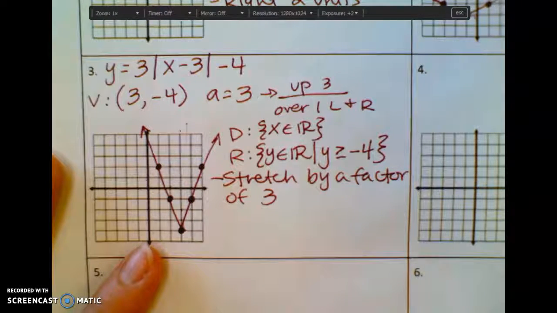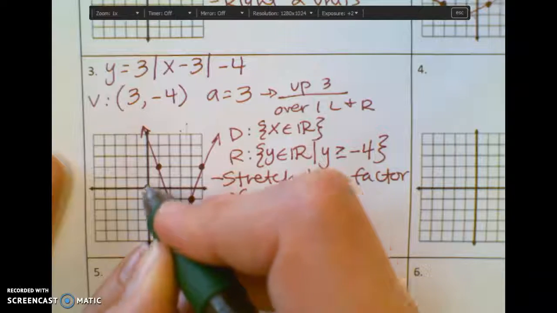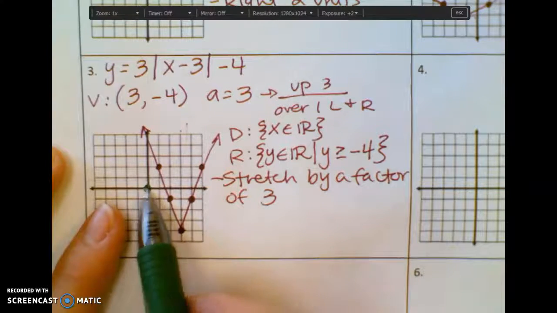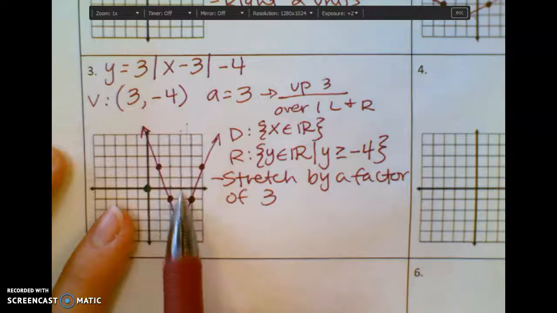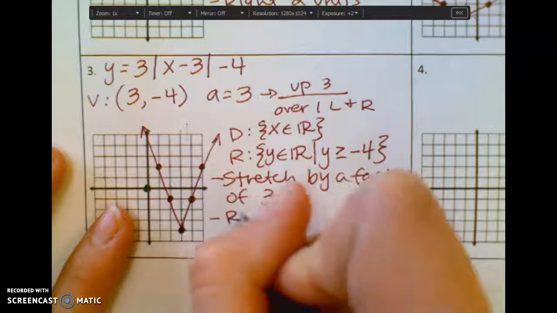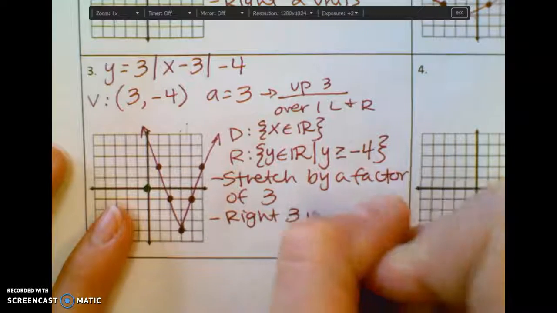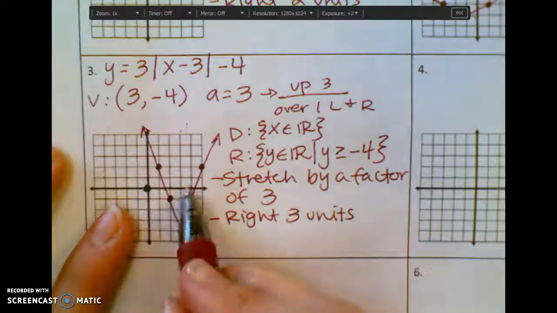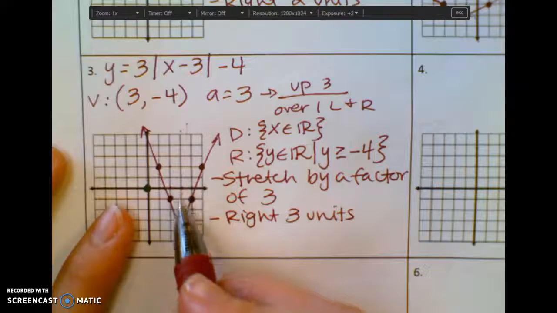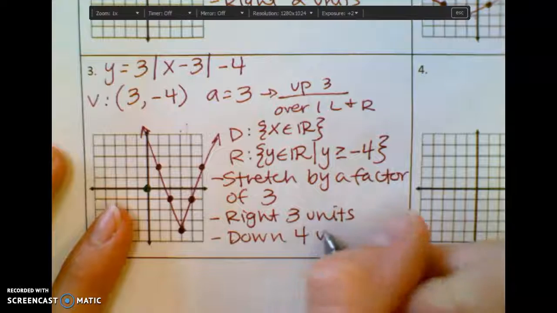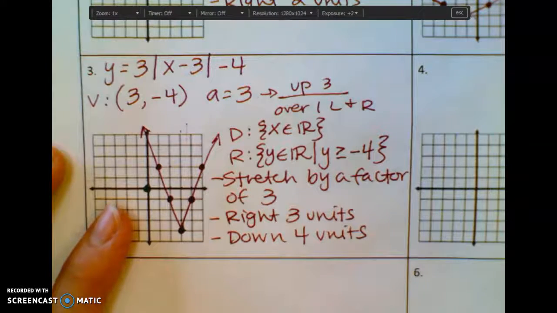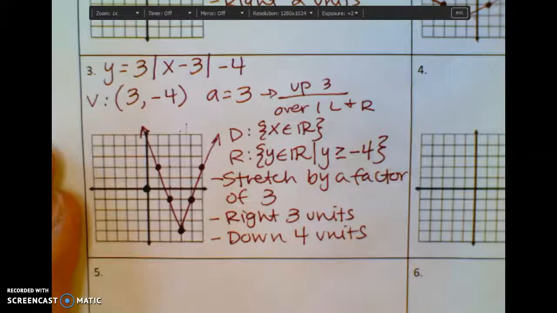Next thing we ask ourselves is, did we go left or right? Well, remember, our parent function always starts at 0, 0. So to get from 0, 0 to our new function, we actually went to the right 1, 2, 3 units. So we went right 3 units. And what else did we do? We went down 1, 2, 3, 4 units. Down 4 units. So those are the transformations for this function.